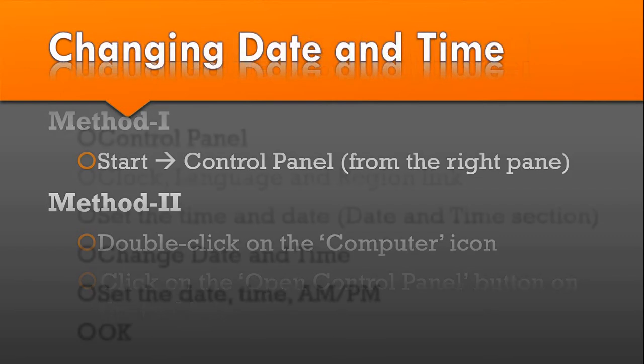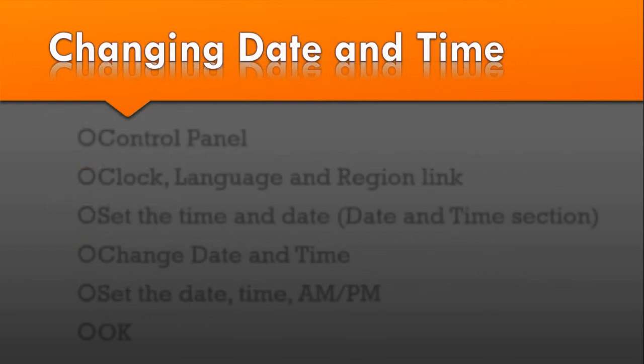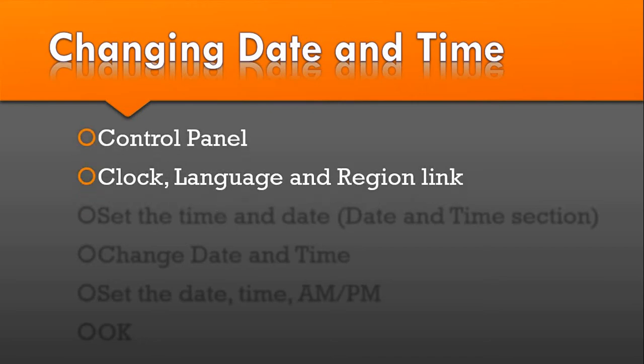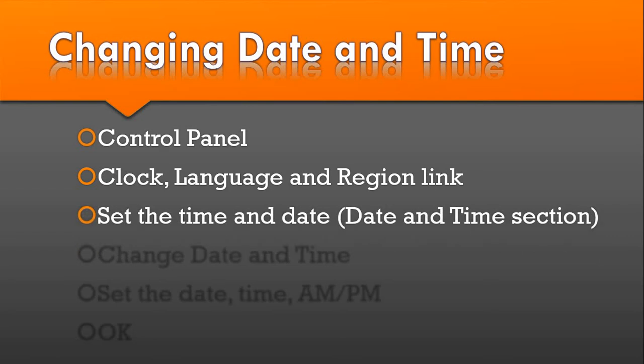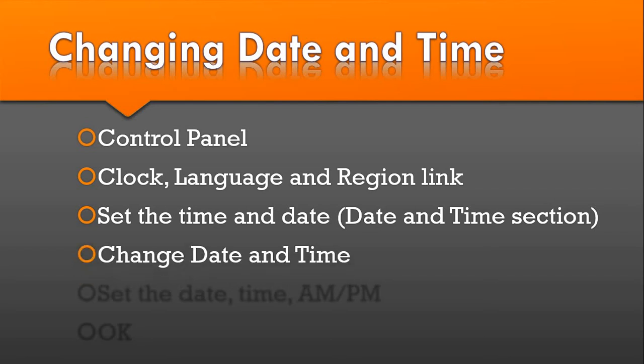Next is changing date and time. To change the date and time settings, you need to open the control panel as I told in the previous slide. After opening the control panel, we need to click on the Clock, Language and Region link in the control panel window. After that, click on the Set the Time and Date link under the Date and Time section. It will open the Date and Time dialog box. After that, you need to click on the Change Date and Time button.